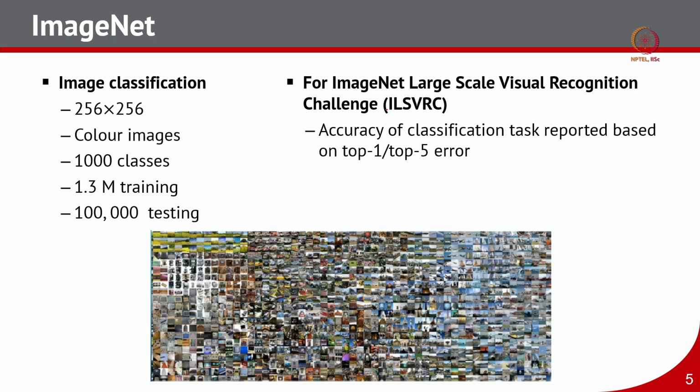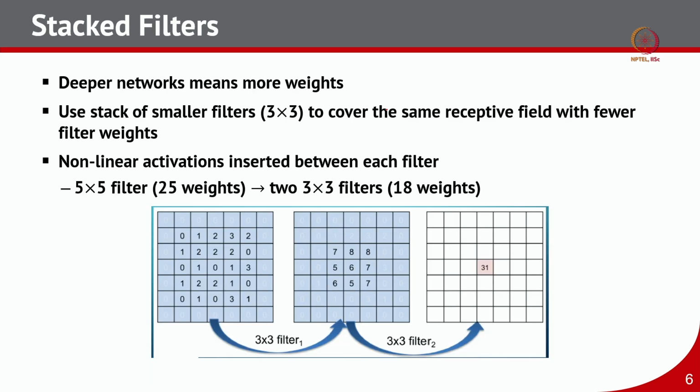Since the ImageNet dataset came into the picture, one challenge was introduced. The name of the challenge is the ImageNet Large Scale Visual Recognition Challenge, ILSVRC, where the accuracy of classification tasks is reported based on top 1 and top 5 error. Then we saw that VGG16 had good performance on the ImageNet dataset. VGG16 proposed something called stacked filters.